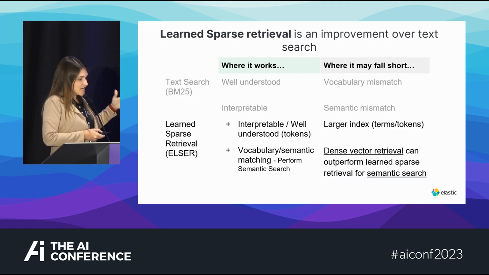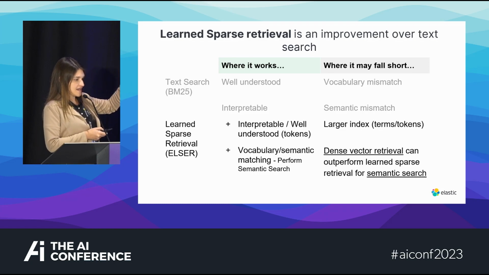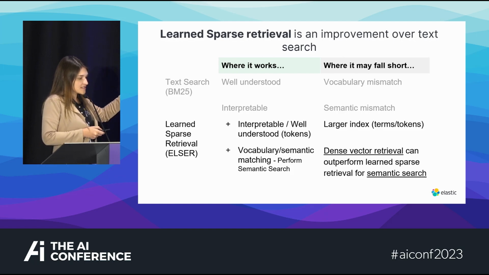Learned sparse retrieval is an improvement over text search, the lexical search we saw initially. Where it works well, it's well understood, it's interpretable, same kind of idea here, because you have the tokens, you can see a list of tokens, you can check it. So it's good even if you're already using BM25 and you like this kind of search, that's fine. If you're used to sparse retrieval, that's great too. And also the vocabulary and the semantic matching, which is something that it provides, so it's an improvement here.